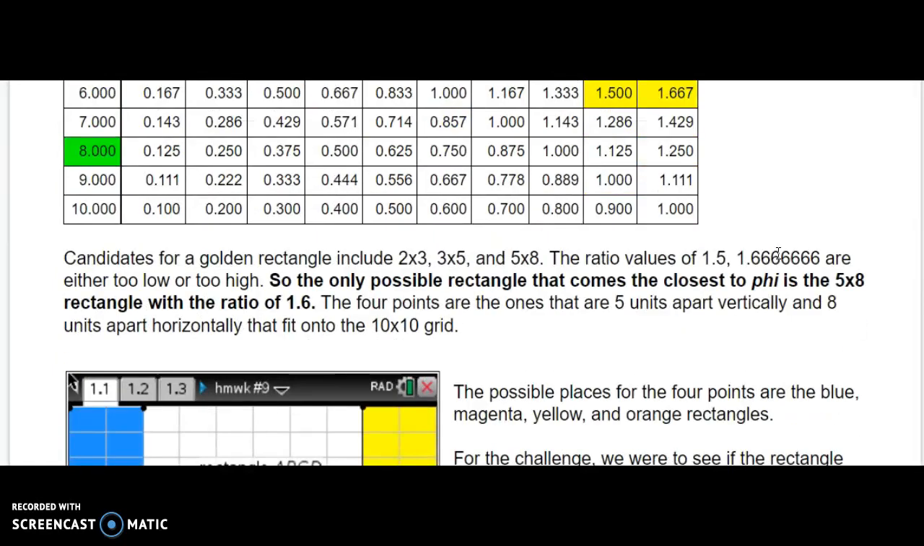So the candidates were a 2 by 3, a 3 by 5, and a 5 by 8, which are all Fibonacci numbers. So the 1.5 and the 1.6 repeating were either too low or too high. So the only possible rectangle that comes the closest to phi is the 5 by 8 rectangle with a ratio of 1.6.